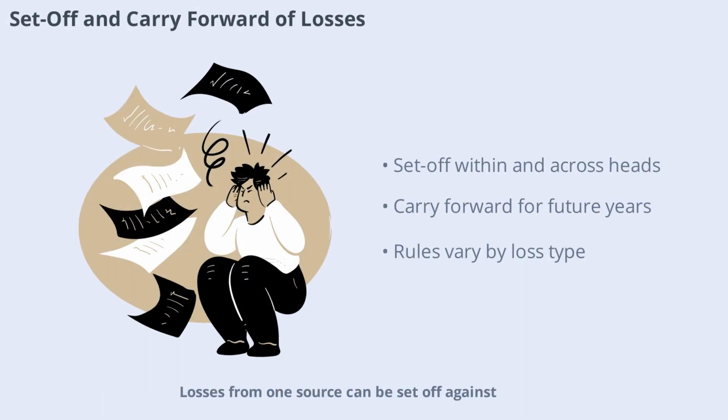Losses from one source can be set off against income from another source under the same or different head, subject to certain rules. If losses cannot be fully set off in the current year, they can be carried forward to future years. This mechanism helps smooth out fluctuations in income and ensures fair taxation over time.